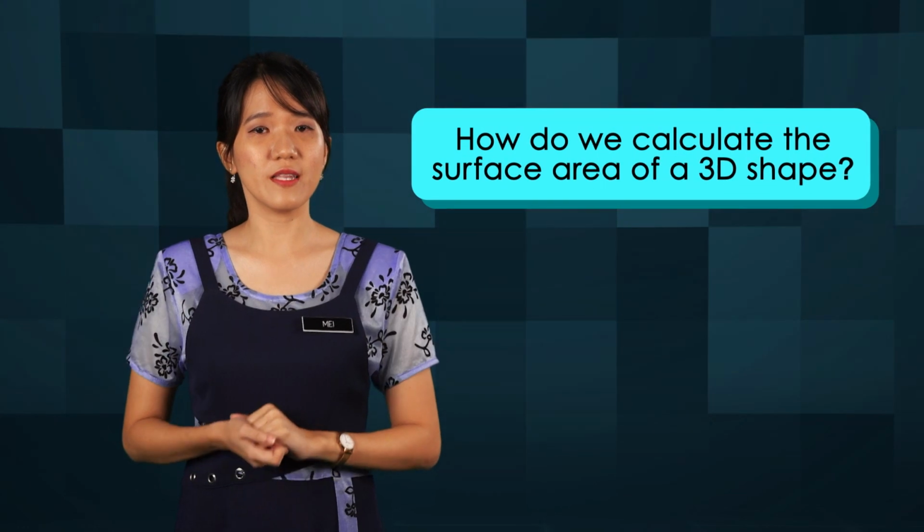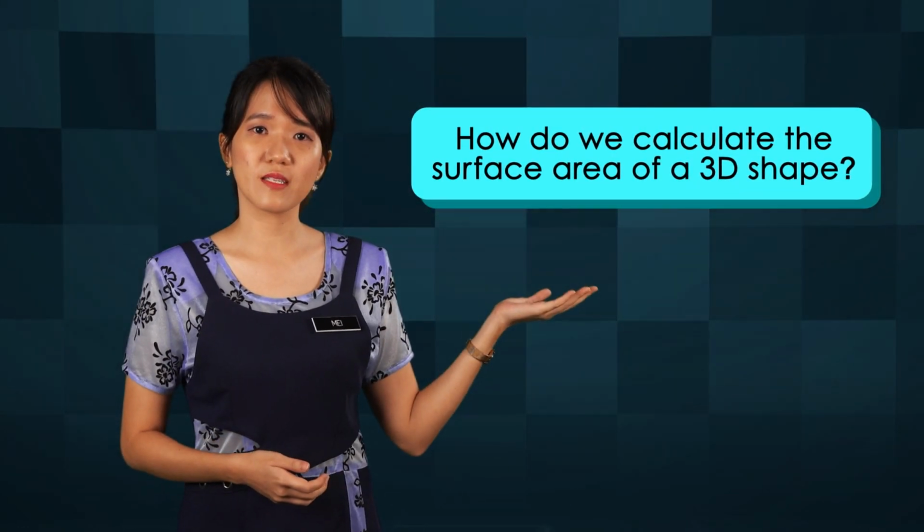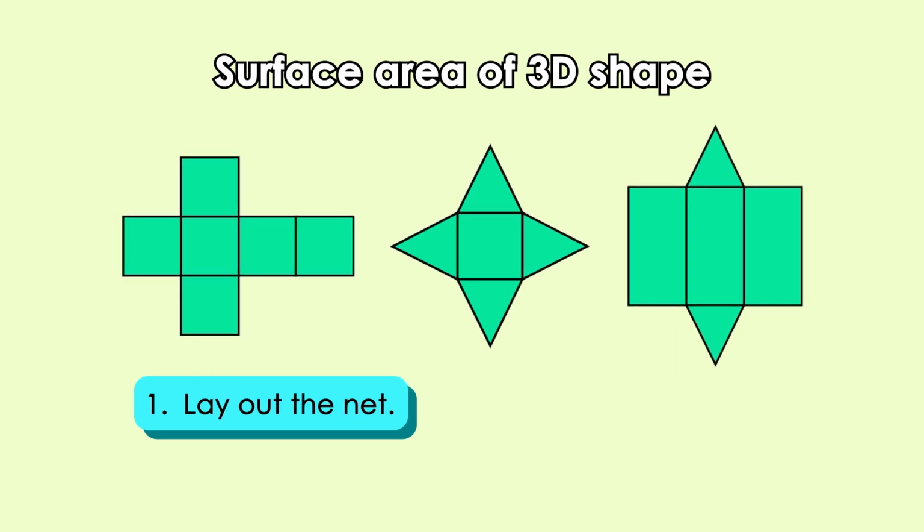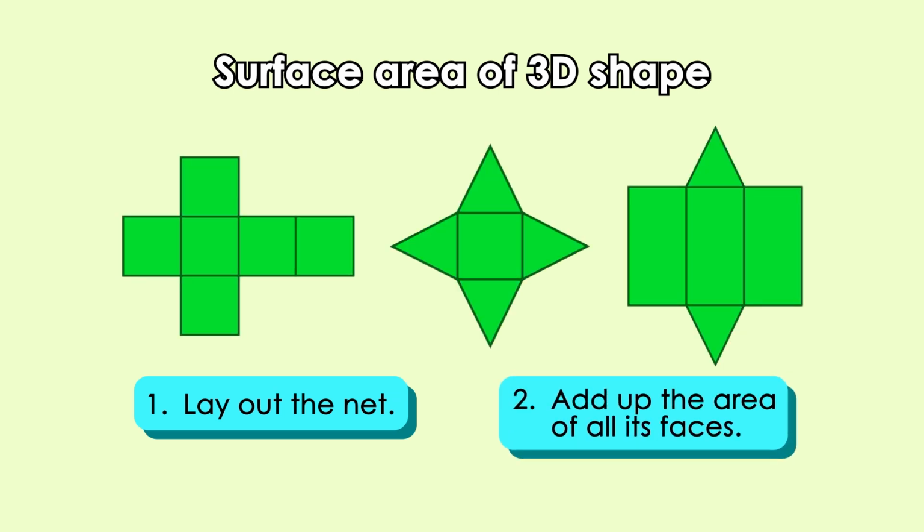Boys and girls, we know that 3D shapes are formed out of 2D shapes. I'm sure you know how to calculate the area of 2D shapes. How do we calculate the surface area of 3D shapes? Let me share with you some tips and tricks. First, we lay out the net of a 3D shape. Then, we add up the area of all its faces to obtain the surface area of the 3D shape. In simple words, the surface area of a 3D shape is the sum of the area of all its faces.